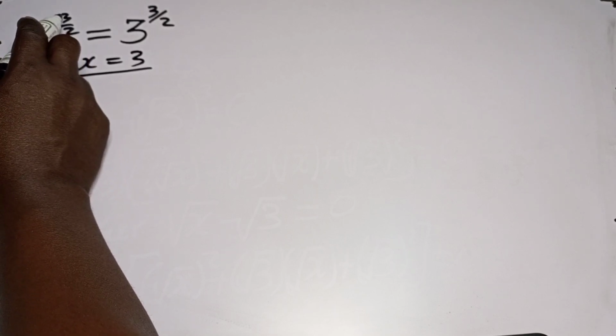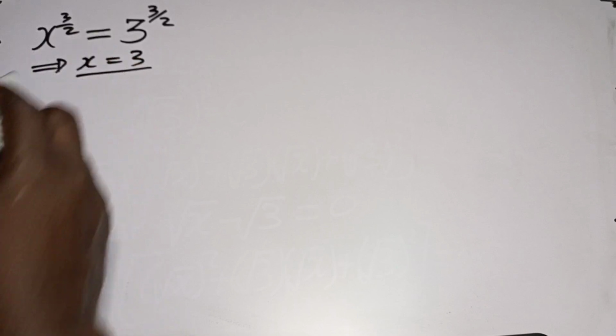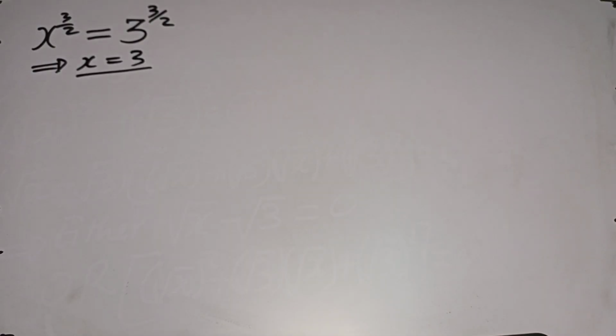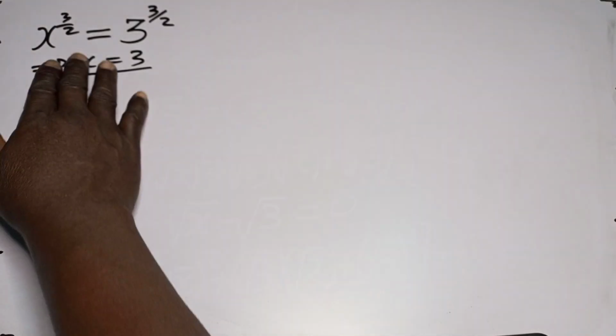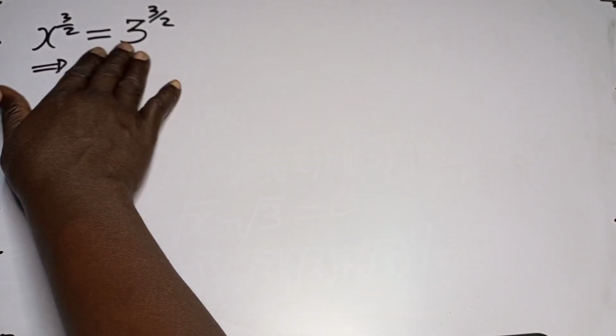Look at the power at the numerator. The numerator is 3. It therefore means that this is a cubic equation. And all cubic equations must have 3 solutions. So how do we get the 3 solutions?